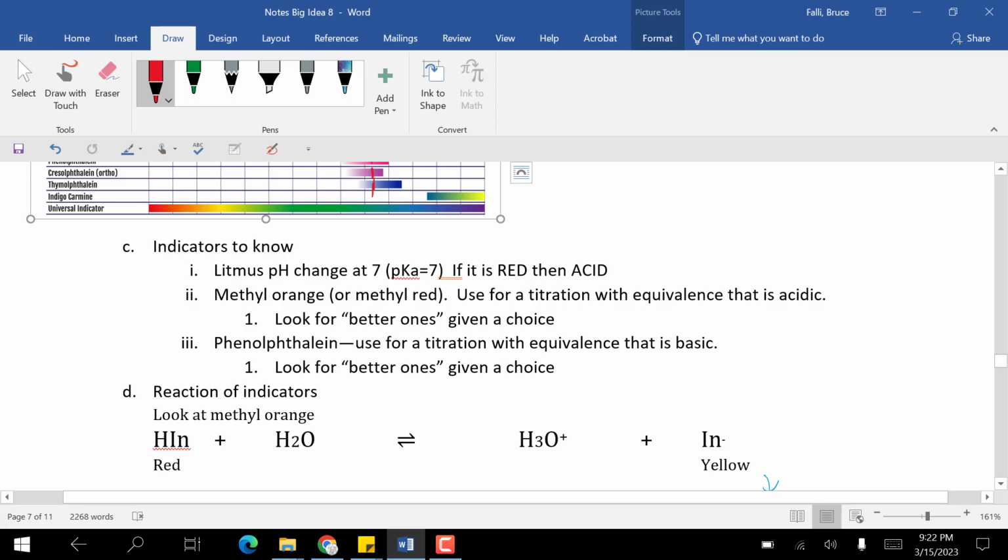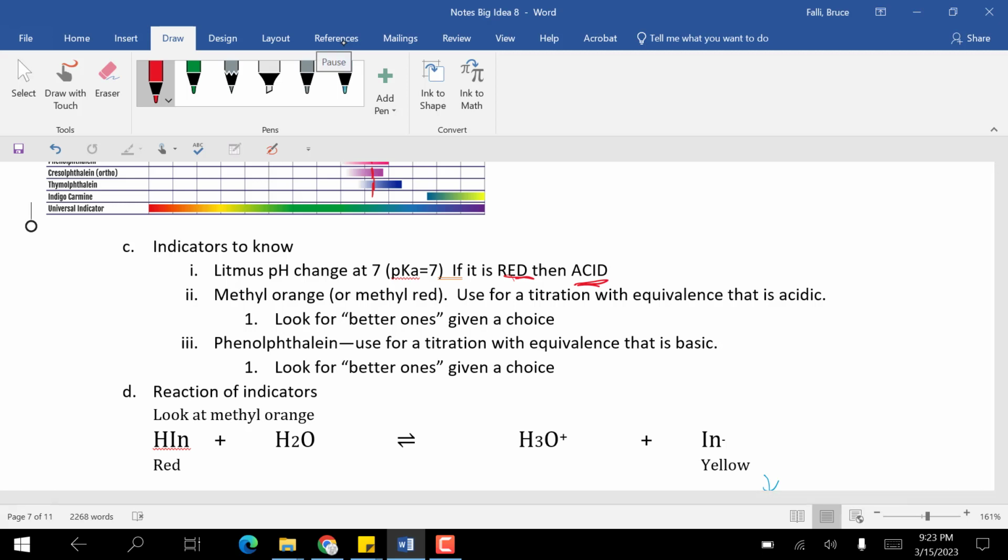Litmus is something you should be comfortable with. It changes at a pH of 7. And remember, if it is red, acid, and blue is base. Methyl orange or methyl red: if your equivalence point is acidic, then you use methyl orange or methyl red. Phenolphthalein is what we use when the equivalence point is basic.